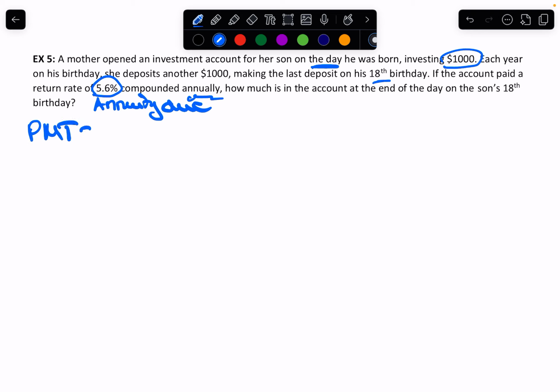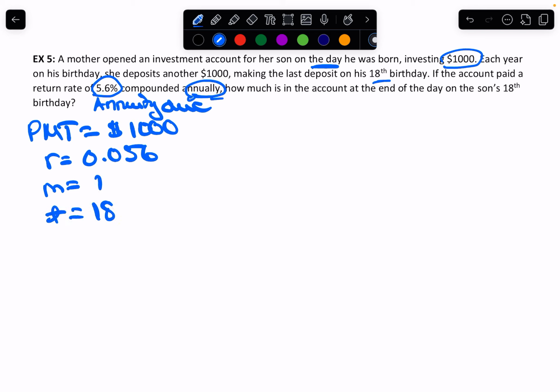Our PMT is going to be $1,000. Our r is 0.056, 5.6%. m annually, so 1. t is going to be 18 because it's on the 18th birthday. i is going to be 0.056 divided by 1, and that doesn't change. n is going to be 18 divided by 1, so that's going to be 18. And then our n plus 1 is 18 plus 1, which equals 19.